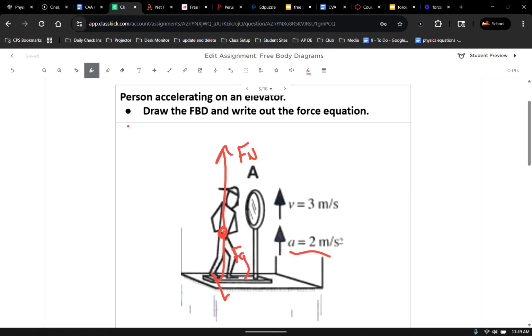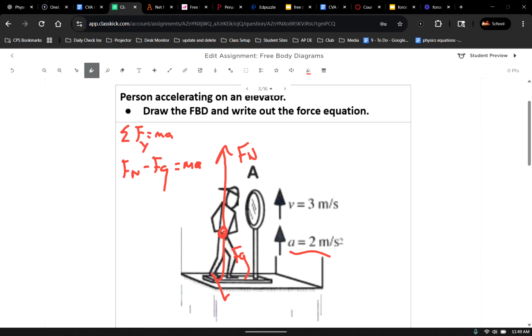So again, if we're going to do the equation, sigma F equals ma, what are the two forces? These are also vertical, right? So there is no x again. There's no left and right. It's just Fn minus Fg. Again, there's only one mass, so we just do m times a. If there were multiple masses, we'd add up the masses. And then that's the equation.